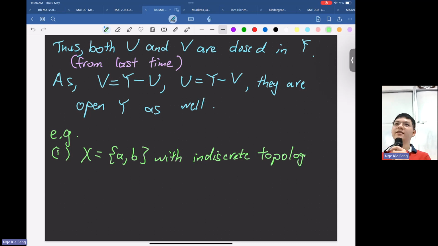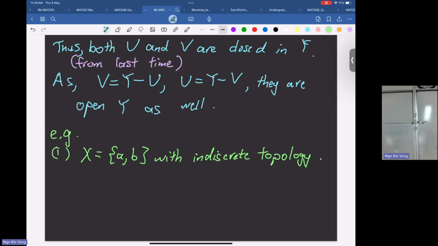Why is it wrong? Indiscrete. What's the indiscrete topology? Discrete is what? Sorry?